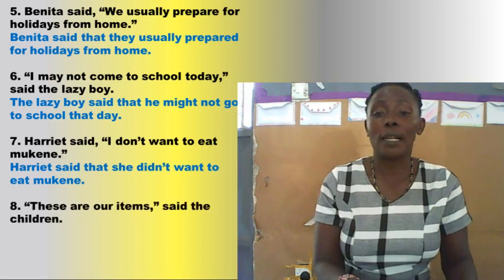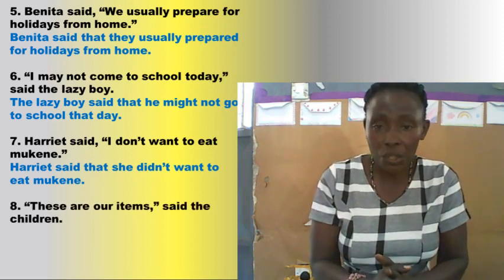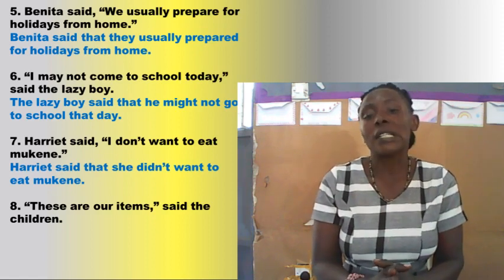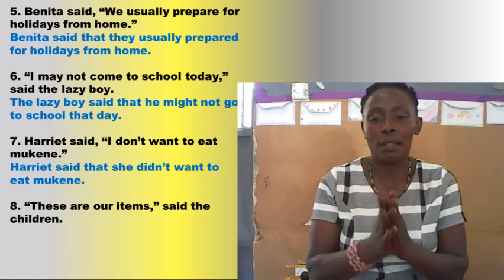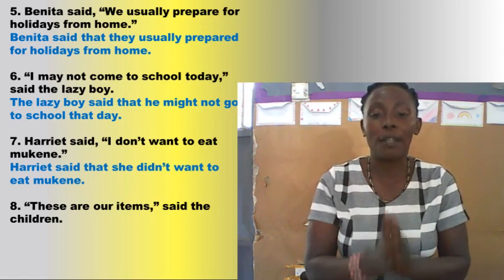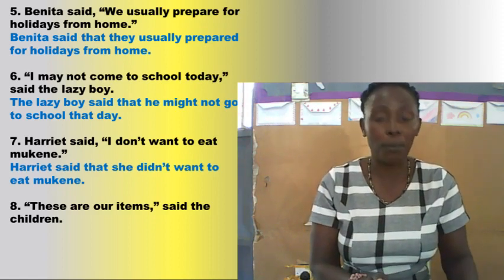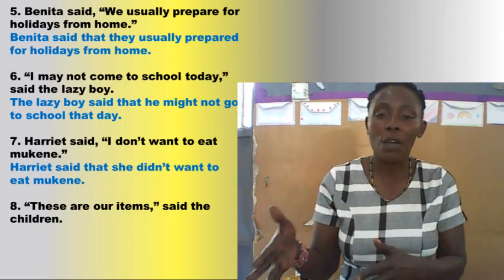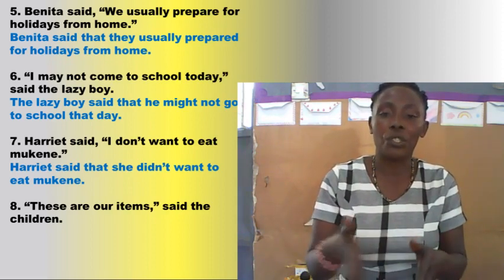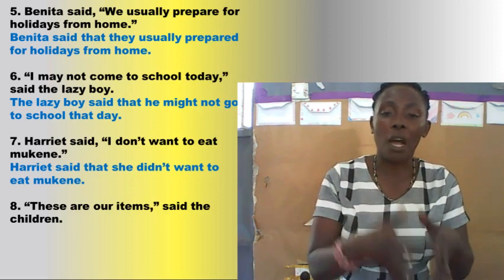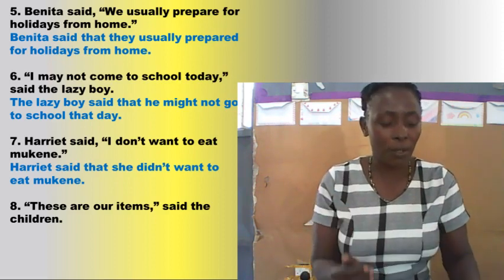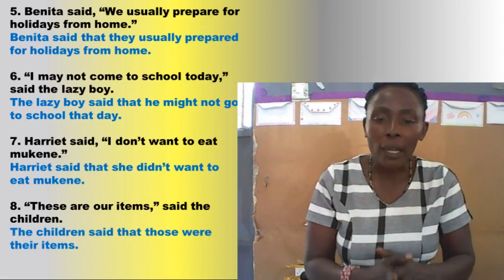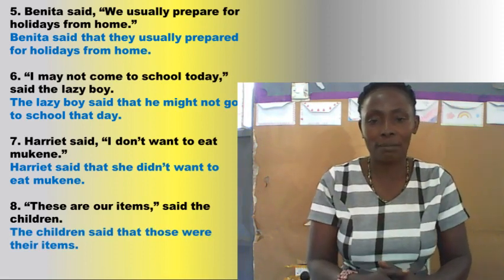Let's look at the last activity. That's question 8, which reads, these are our items, say the children. These are children's words. You heard them saying those words. If you have to report, take note of the pronoun these, which we are going to change to those. We have the helping verb are, which we are going to change to were. We are going to change our to their. So the answer is, the children said that those were their items.